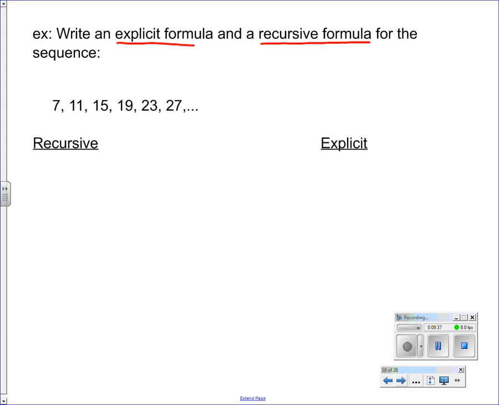So we'll start with the recursion equation. Usually it's easier to see how the terms relate to each other than they relate to the term number. So what's happening every time? What is the pattern? That's what we're looking at for the recursion. So we go 7, 11, 15, 19, 23, 27. What we're doing, what our pattern is, is that we're adding 4 every time.